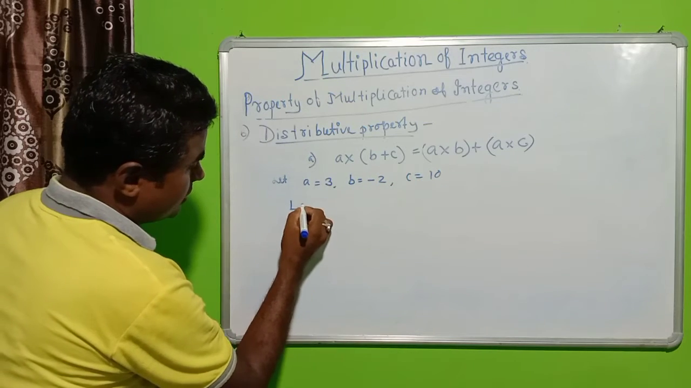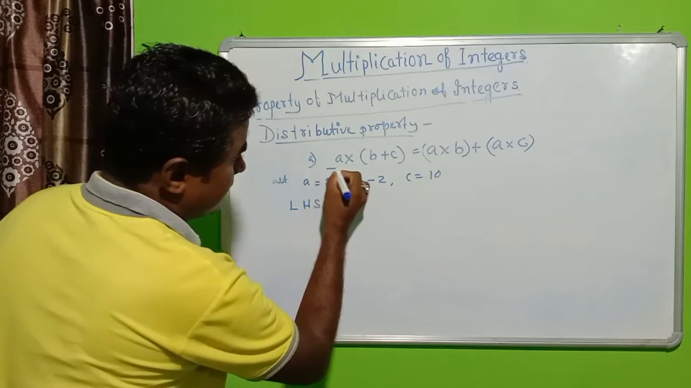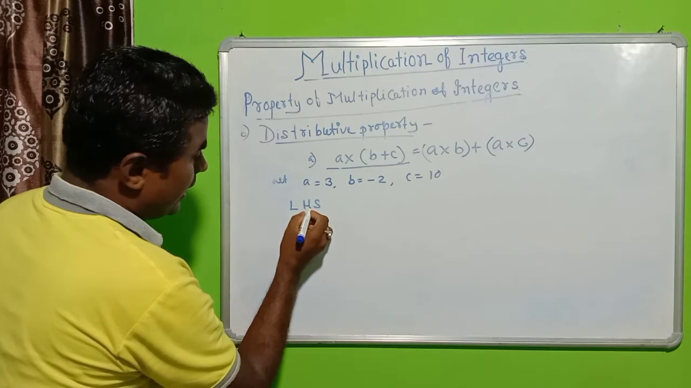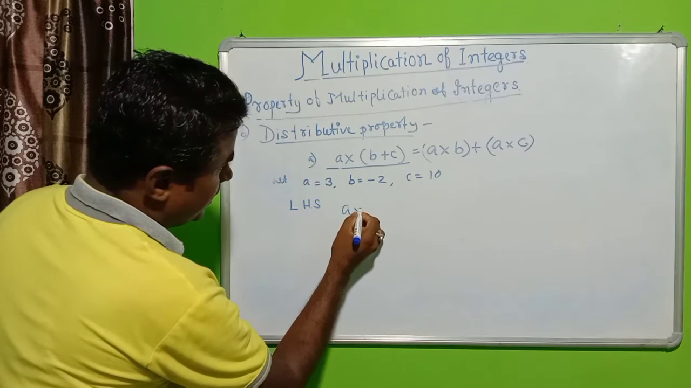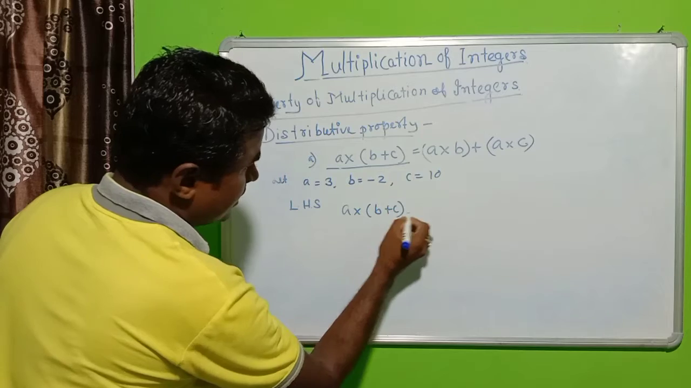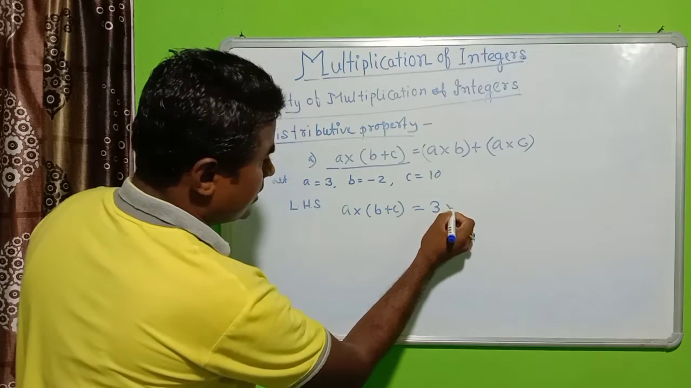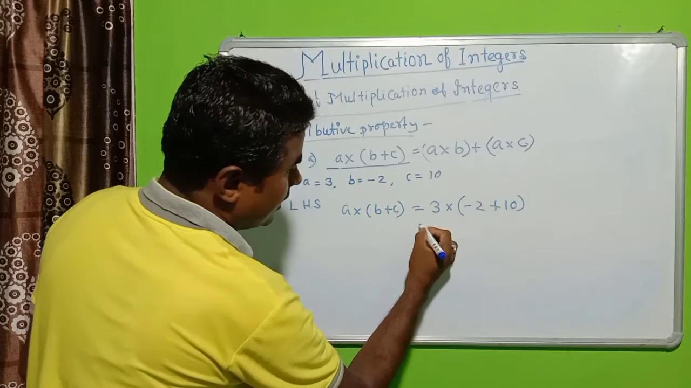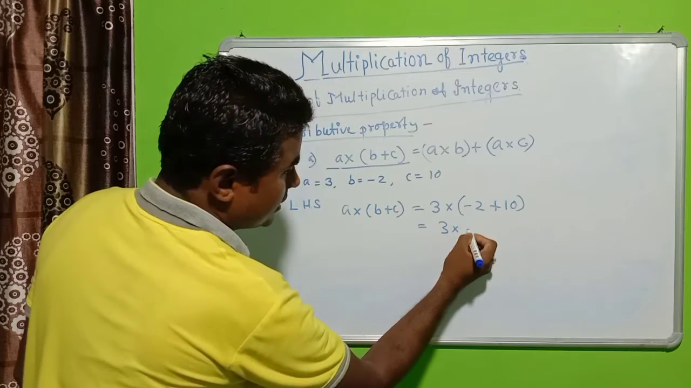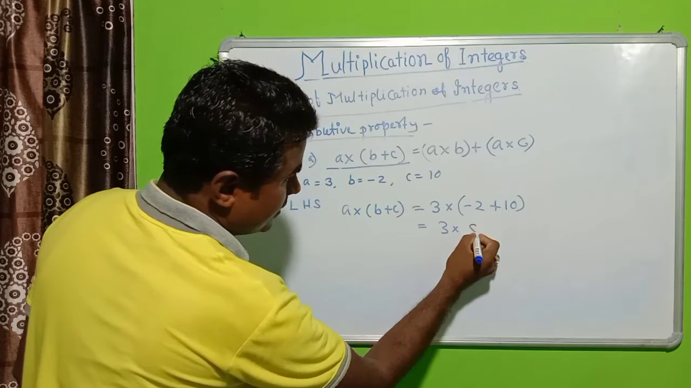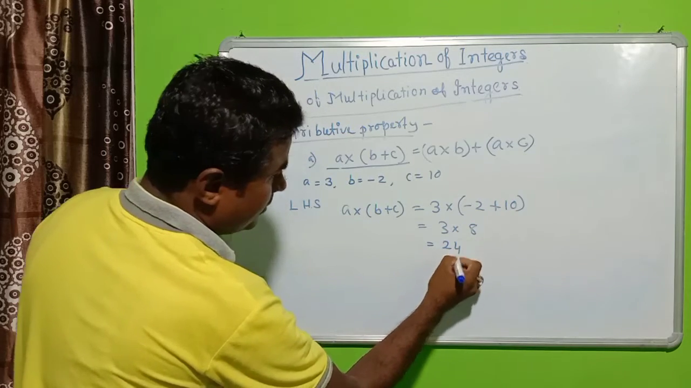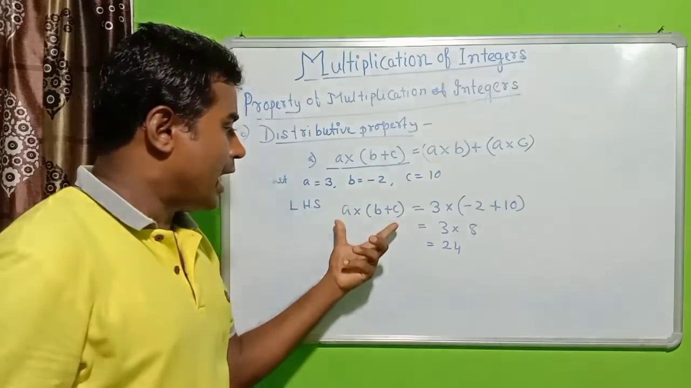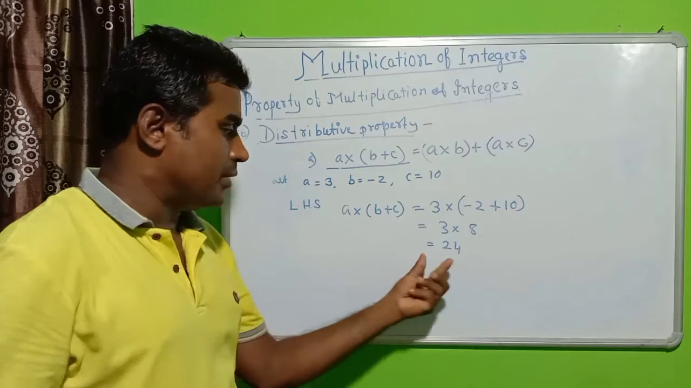Then the LHS, which means left hand side, is a into (b plus c). Our a is 3 into (b is minus 2 plus c is 10). Then the result is 3 into (minus 2 plus 10), we get 10 minus 2, that is 8. 8 threes are 24. So taking a equal to 3, b equal to minus 2, c equal to 10, our left hand side value is 24.